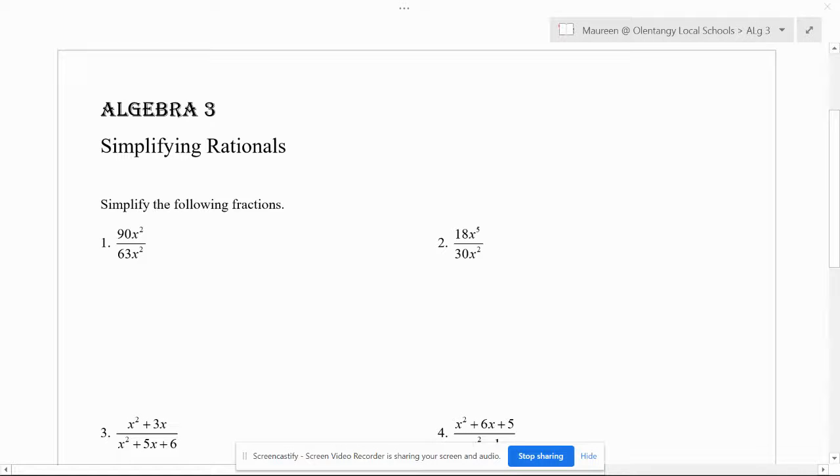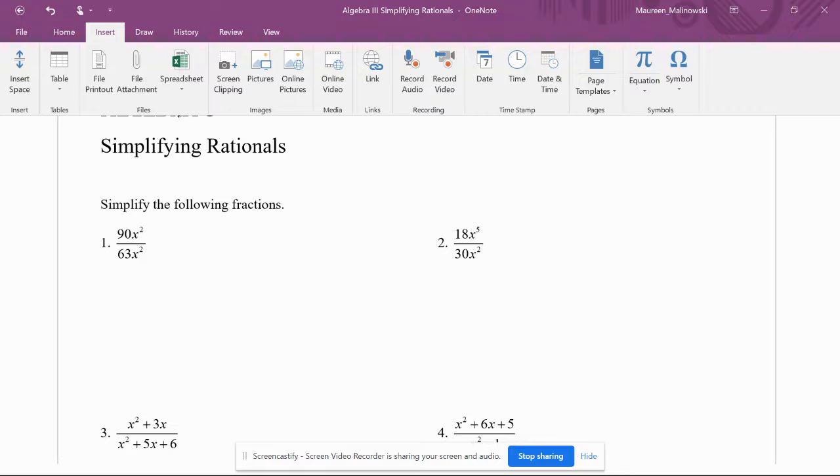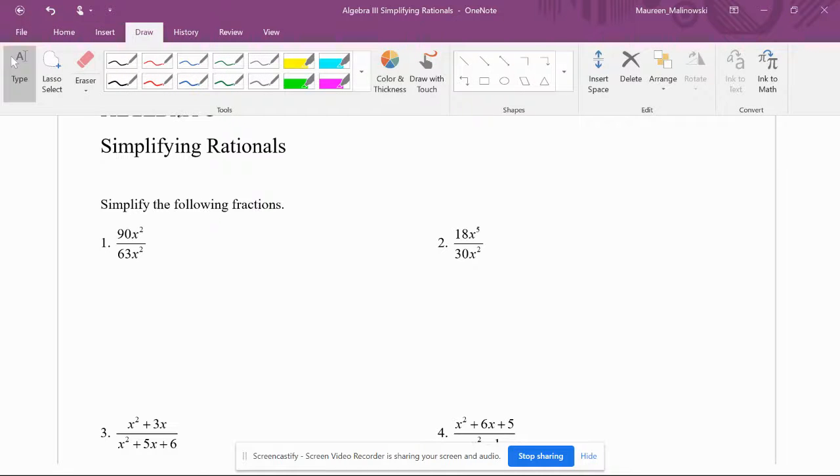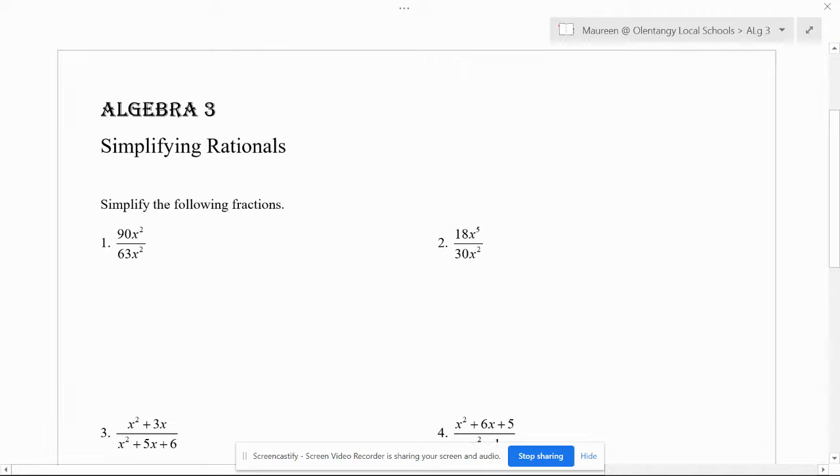Now that we have practiced factoring, we're going to start simplifying rational expressions. So a rational expression is anything that is in the form of a fraction. So if we look at our fractions, we are trying to simplify them. So our first fraction here, we can simplify our variables, we can simplify our numbers. So if we think about our variables, we have x squared over x squared. So that's going to eliminate.